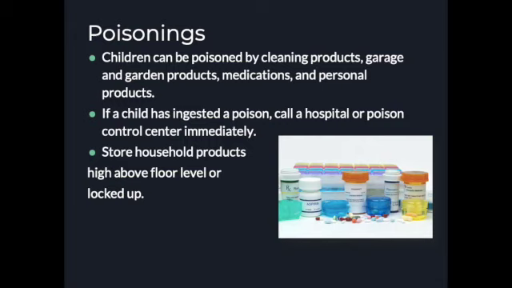If a child has ingested a poison, you should take immediate action and call a hospital or poison control center. The person at the hospital or center will determine whether the child needs emergency medical attention. Symptoms of a poisoning might include fever, rash, choking or coughing, nausea, labored breathing, or irritation around the mouth or eyes.